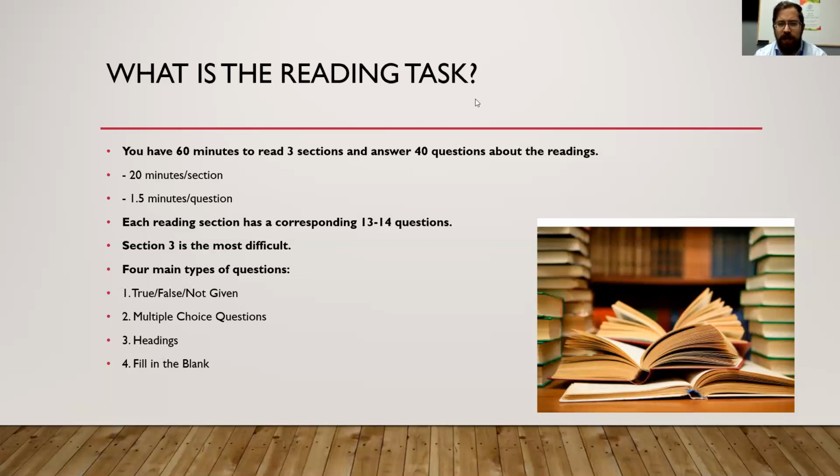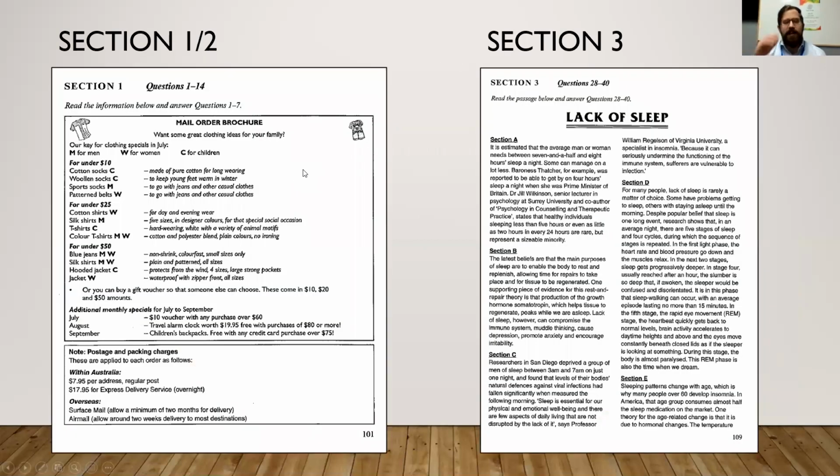So just to go over a little bit, section 1 and 2 in the general reading tend to be pamphlets or brochures or informational items like the one you see here on the left. Whereas section 3 is always going to be a lot more time consuming, a lot more heavily packed with writing. Okay, sometimes it will even be an essay.